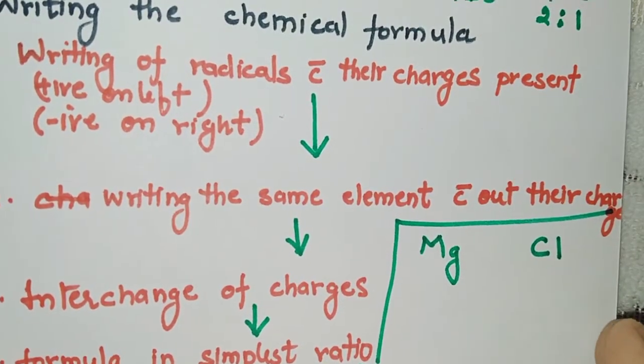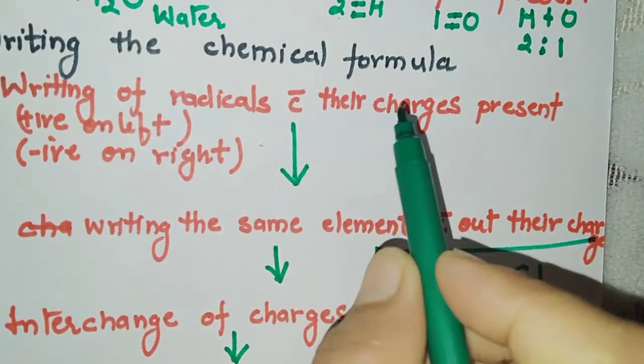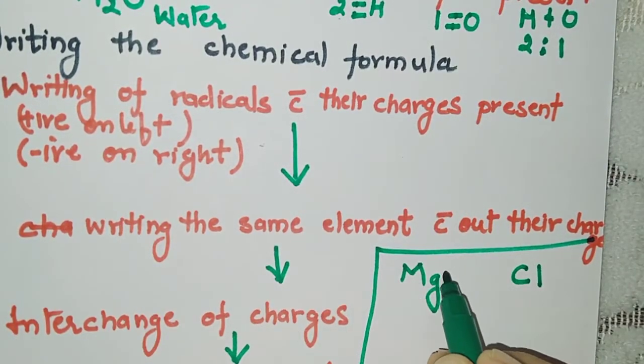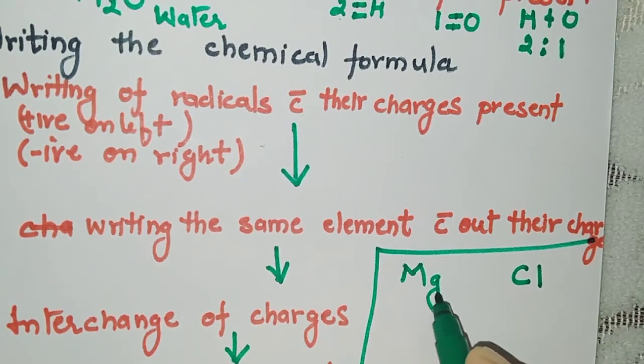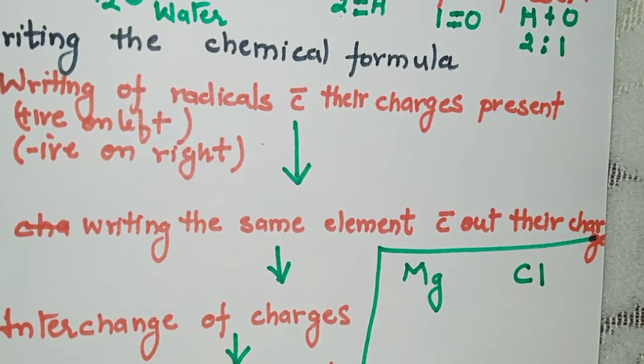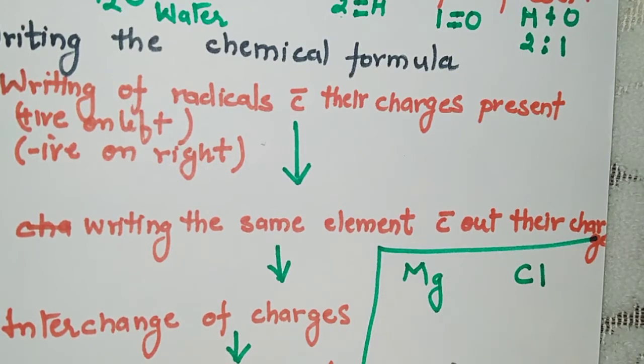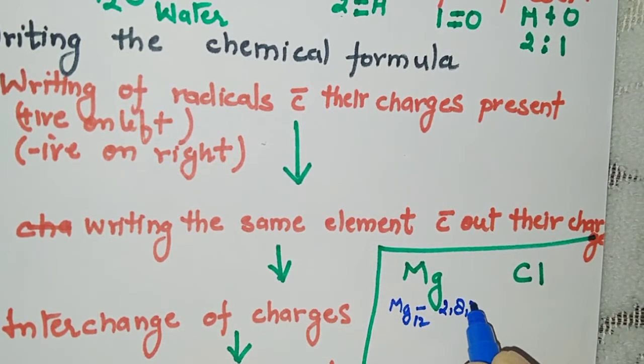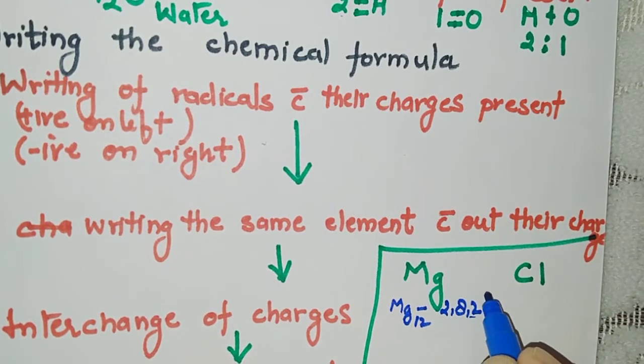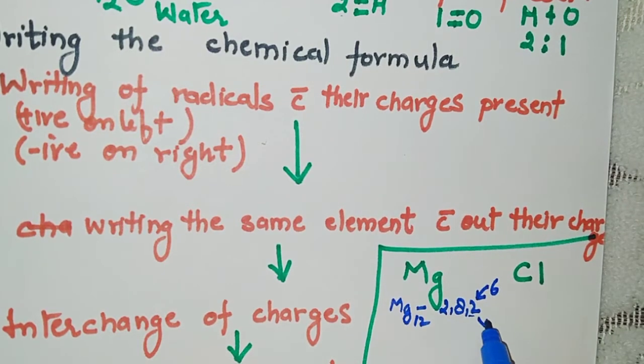So what is the first step? The first step is to write the radicals with the charges present. How many charges are there? How to calculate that charge? See, Mg is 12. 12 means 2, 8 and 2. अब इस 2 को स्टेबल करने के लिए हमको क्या करना पड़ेगा? ईदर इट विल टेक 6 इलेक्ट्रॉन्स और इट विल गिव 2 इलेक्ट्रॉन.